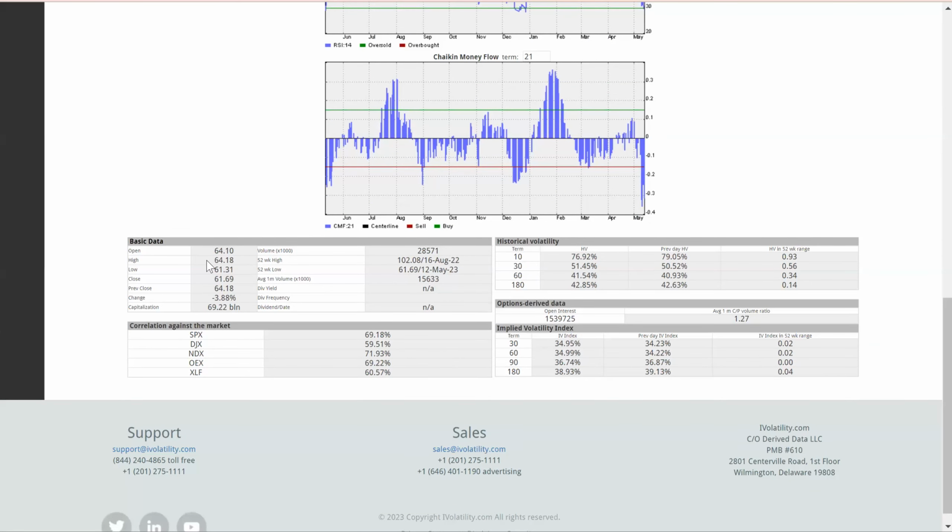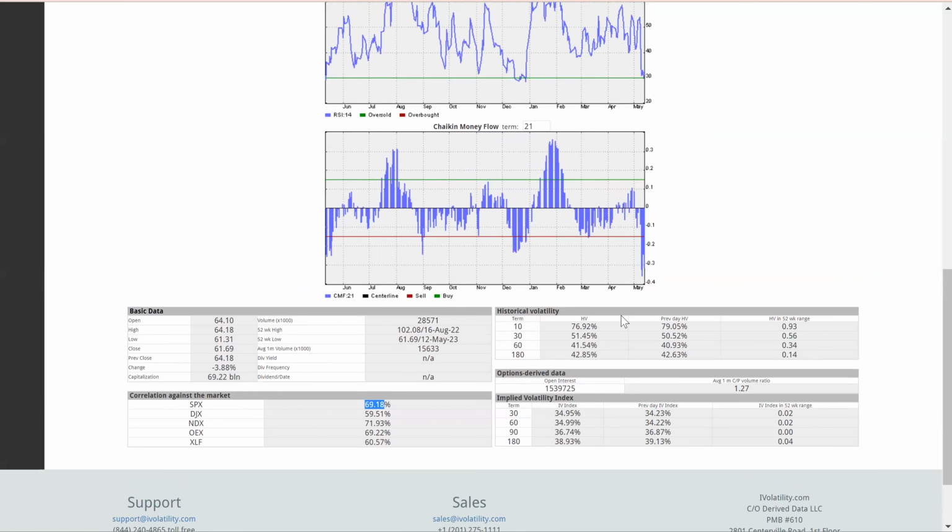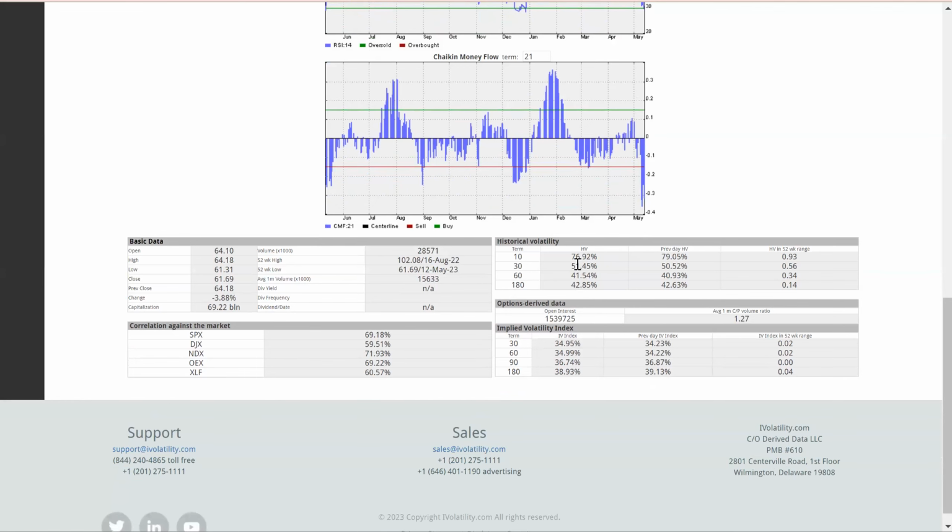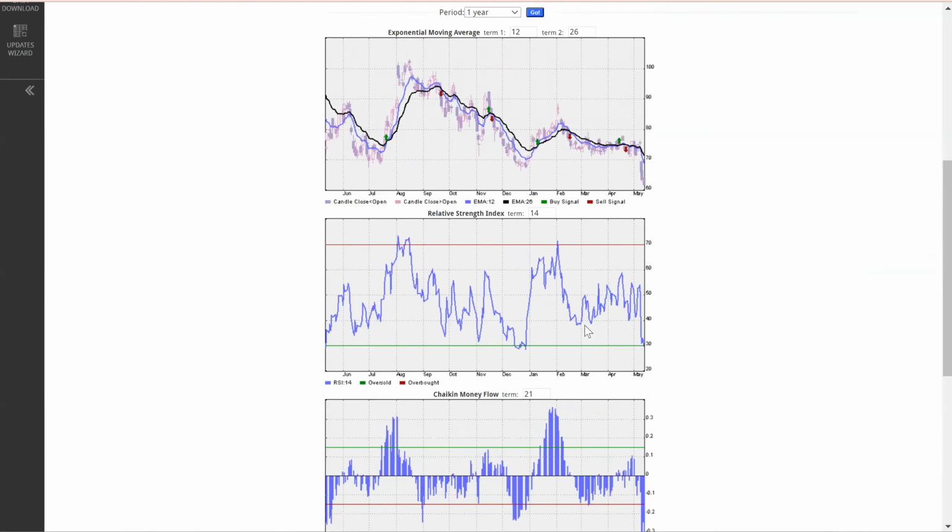While we're down here, this is the fundamental information on the stock. So this is all about PayPal. This is the correlation to the market, which you could see, PayPal has some correlation, but it's not perfect at 1-to-1, which means PayPal can zig while the market zags. And then, here's some data on historical volatility and implied volatility, past versus future.